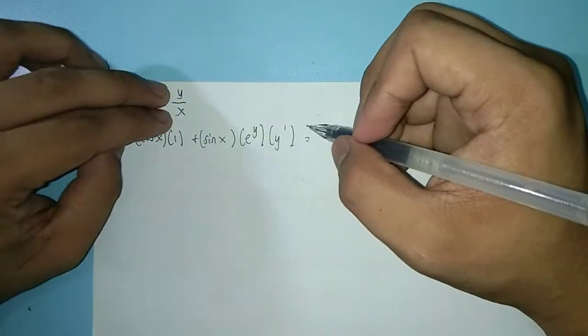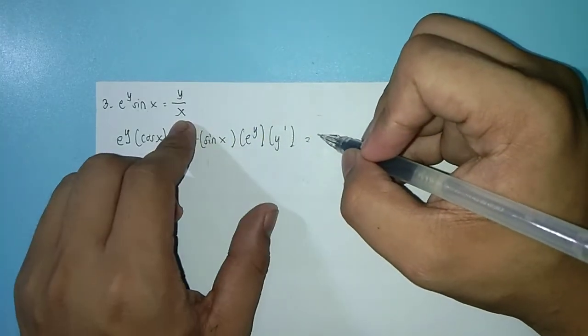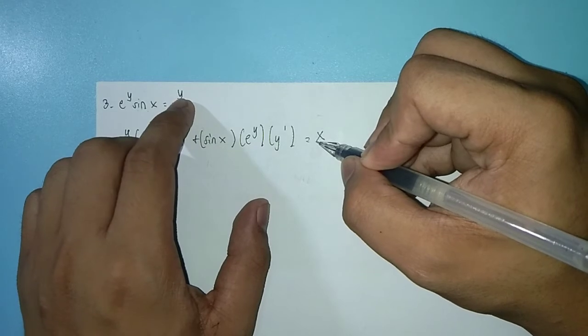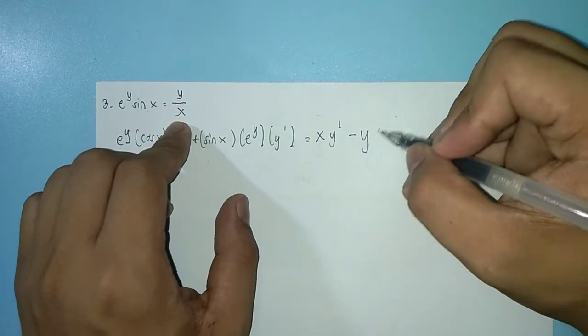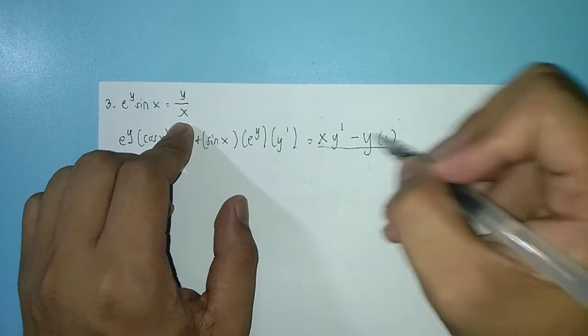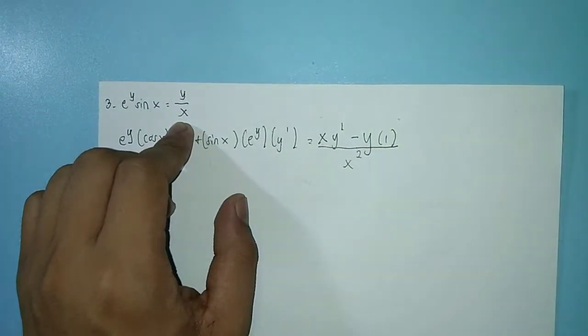Equals, ito naman u over v. So tataas ko tong x muna, derivative ng y, that is y prime. Minus y, derivative ng x, that is 1. All over, square ng x. Okay.